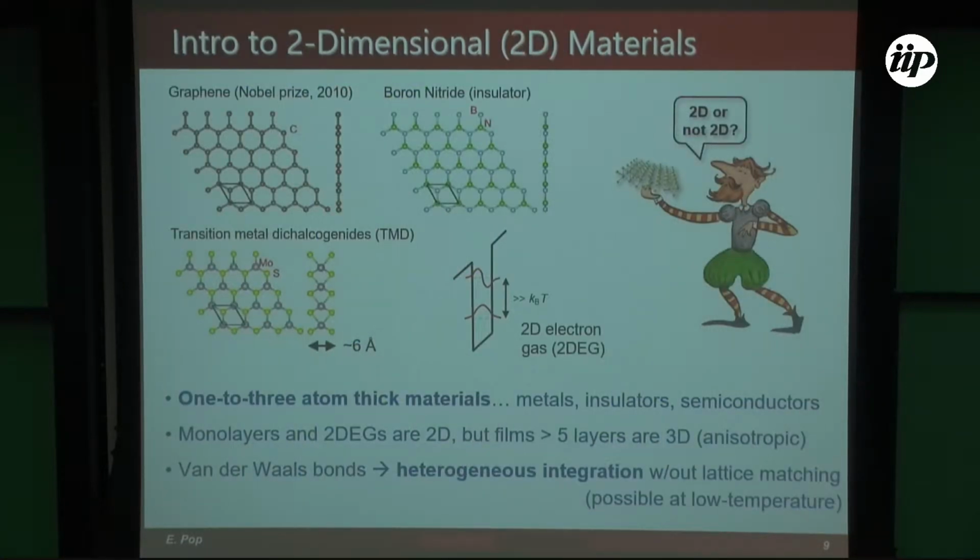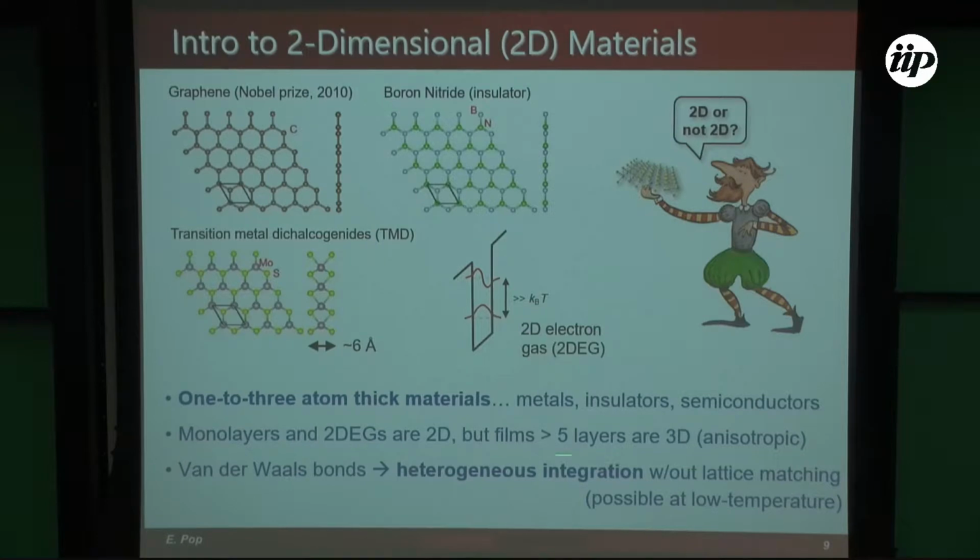Okay, so I know I showed a version of this slide as well, because I've shown the little Hamlet character wondering whether something's 2D or not 2D. What I want to remind this audience today is that, yes, most of the talk will be focused on these 1 to 3 atom thick materials, which to me, monolayers, of course, are specifically 2D materials. And part of the reason why we focus on them is because, as you'll see in a moment, that's what we get from growth. We get monolayers, and it is what it is.